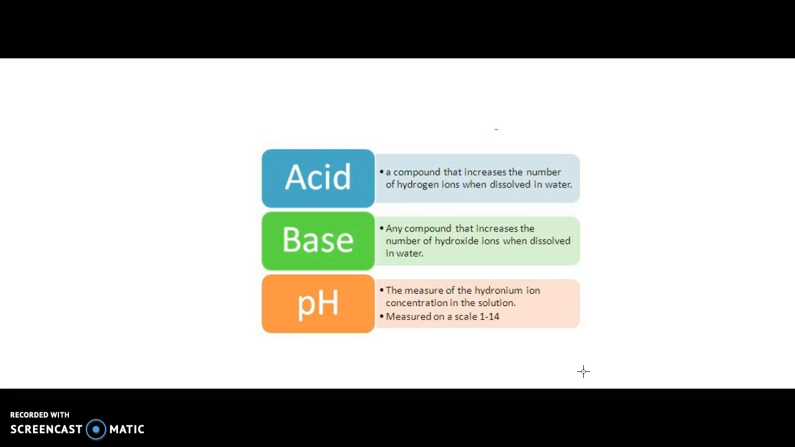The common definition of acid, as we can see on the screen, is a compound that increases the number of hydrogen or hydronium ions when dissolved in water. Bases are any compounds that increase the number of hydroxide ions when dissolved in water. And pH is the measure of hydronium ion concentration in the solution. This is measured on a scale of 1 to 14.